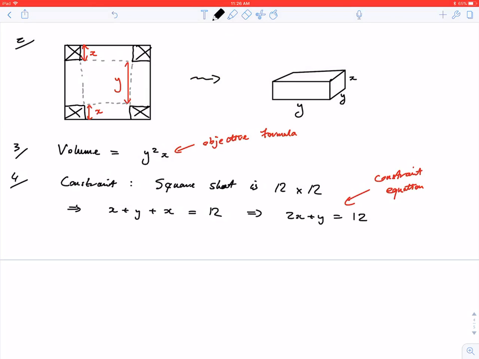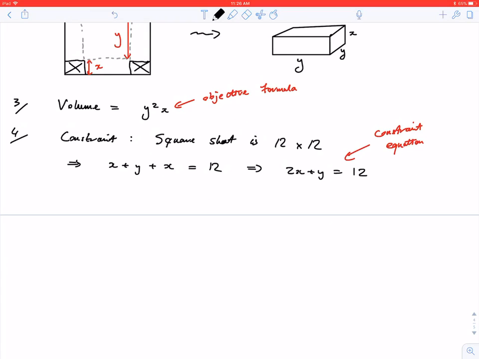There are two ways to do this. I'll do one which maybe isn't the most sensible in some ways, but fits with the usual pattern of doing things. Let's solve for y. So 2x plus y is equal to 12. This implies y is equal to 12 minus 2x. Okay, great. So now what's the objective? The objective is the volume. This is equal to, well, I just replace this: (12 minus 2x) squared times x.